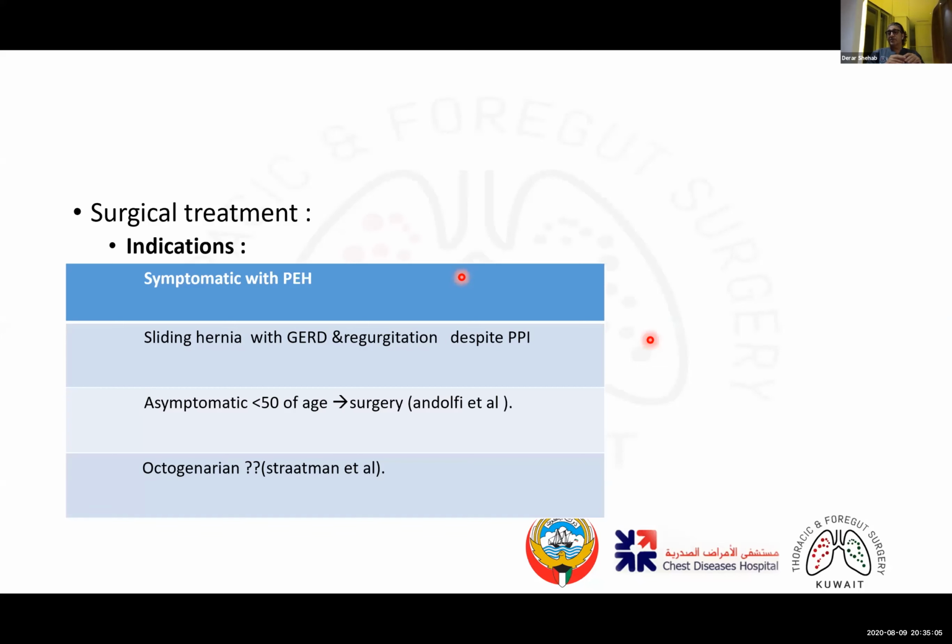Indications of surgery in paraesophageal hernia: one, if you have symptomatic paraesophageal hernia, or if you have a sliding hernia with GERD and volume regurgitation despite being on PPI. Young patients, healthy, asymptomatic, I usually offer surgery for them. And I never deny surgery for octogenarian patients, those patients above 80 years of age. If they are healthy enough, I think I should not deny surgery for those patients.